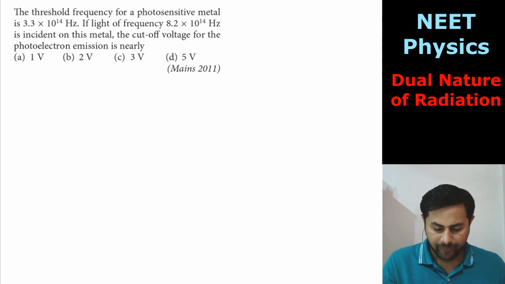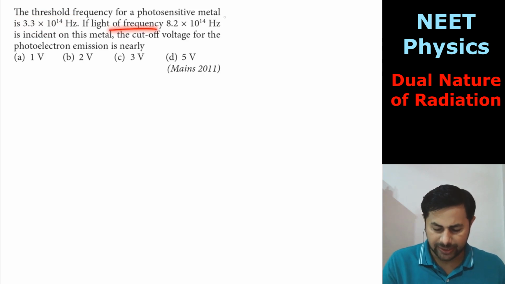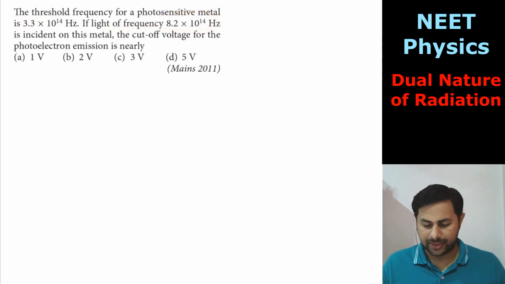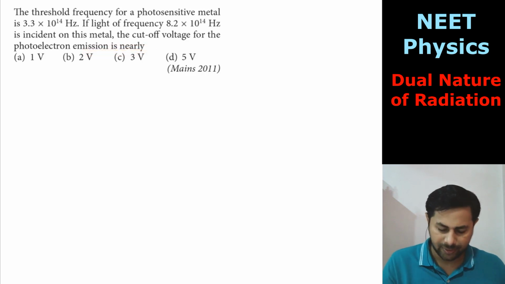Let's see the next one. The threshold frequency for a photosensitive metal is this much. If light of frequency 8.2 multiplied by 10 raised to 14 hertz is incident on this metal, the cutoff voltage for the photoelectron emission is nearly. Okay, tell me.